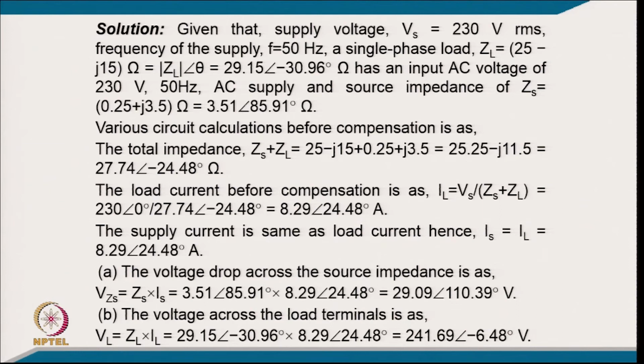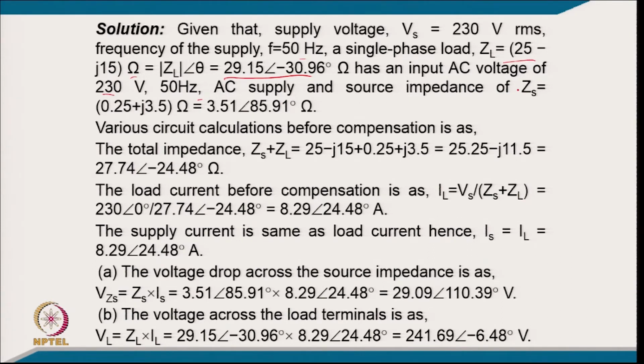Coming to the solution part of this: given that the supply voltage Vs equals 230 volt RMS, frequency of supply 50 hertz, and single phase load of ZL equal to 25 minus j15 ohm, putting the value it comes 29.15 ohm at the angle of minus 30.96 degree, with an AC input voltage of 230 volt 50 hertz.